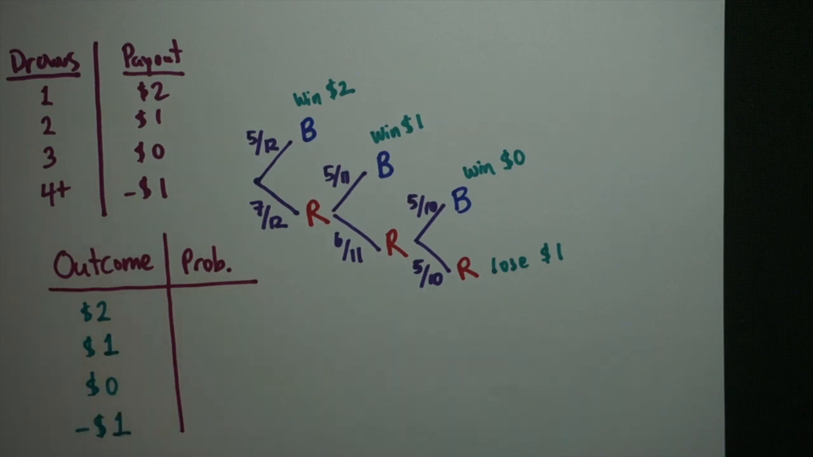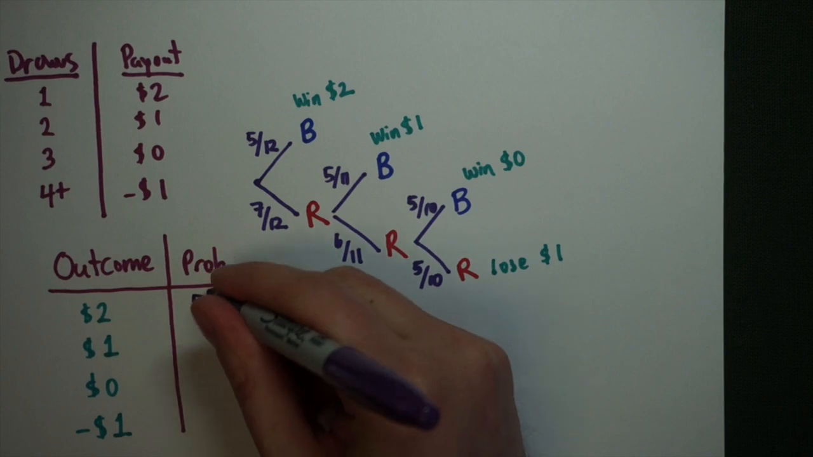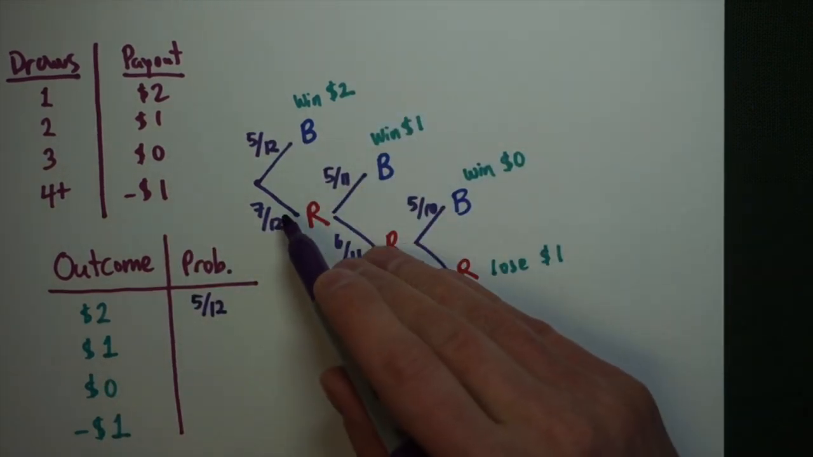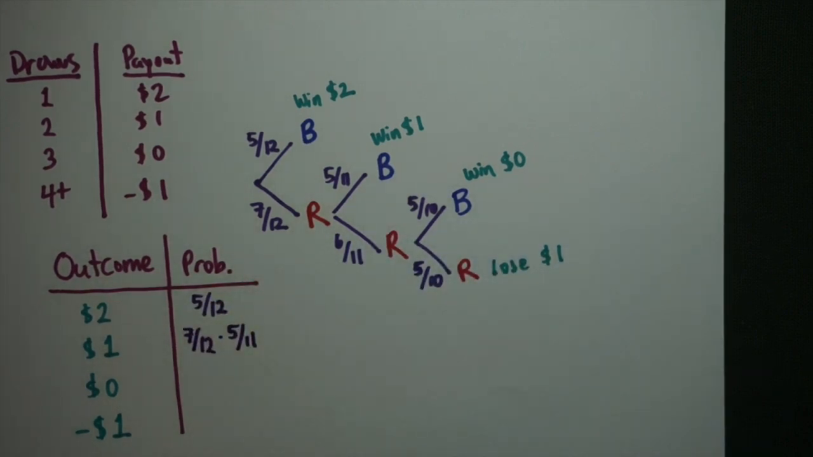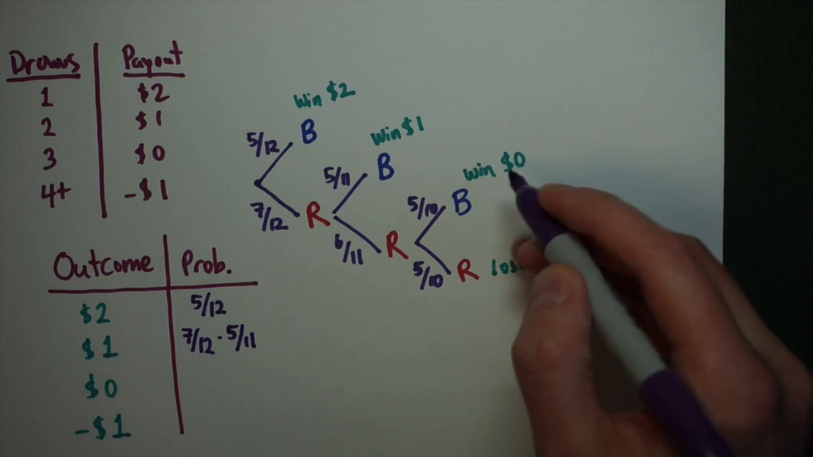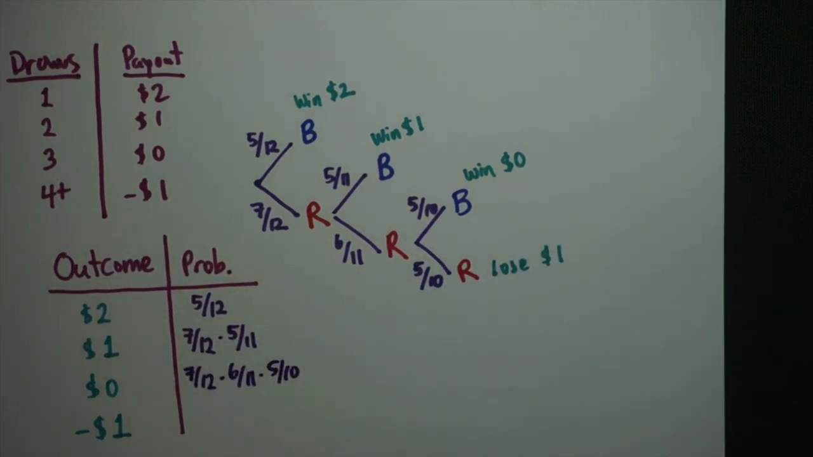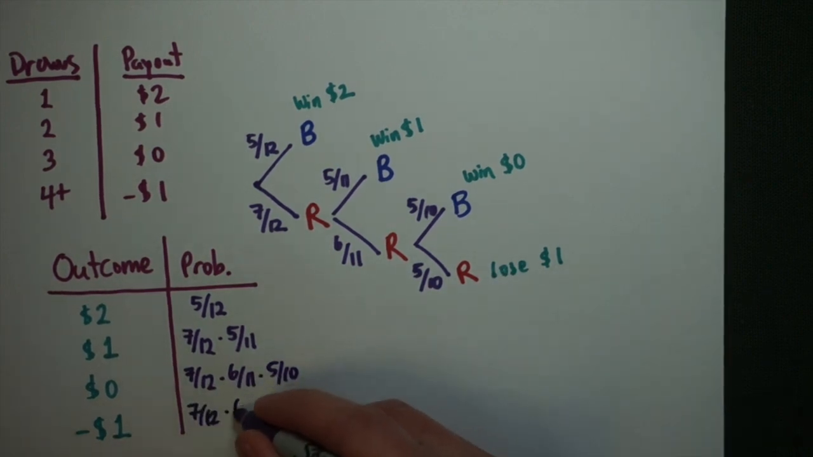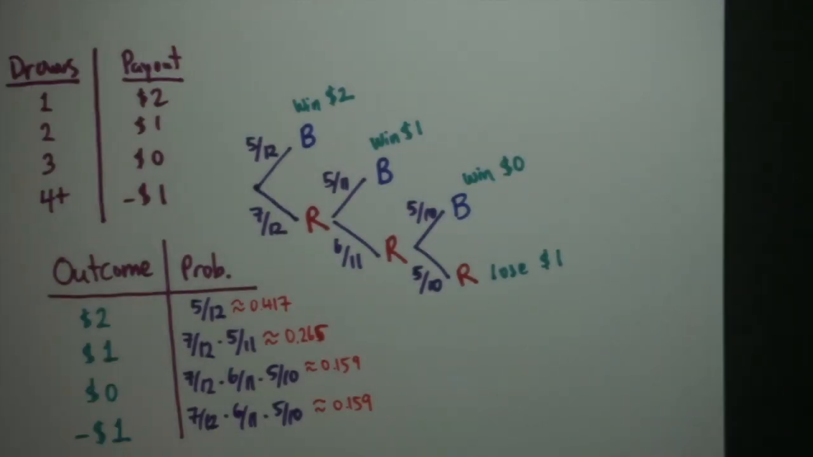And each of their probabilities are going to be given by those particular branches in the tree. So $2 is the first branch, which is 5 out of 12. Winning $1 is only arrived at that branch, so 7/12 times 5/11. Winning nothing, or breaking even, is only arrived at that branch there. So we multiply those 3 numbers together. And then losing $1, you get if you ever draw your third red. So we multiply those 3 numbers together. If we put down their decimal approximations, they're these numbers here.